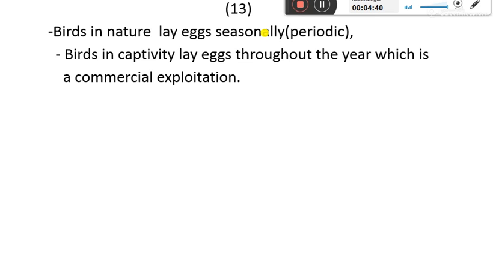Now one question arises: how will the bird start laying eggs throughout the year? In the case of the hen, they are provided a particular temperature throughout the year so that they start producing eggs. If you don't provide that temperature, they will not produce eggs. So the environmental conditions are changed in captivity, hence they start producing eggs, and this is a commercial exploitation of the birds.